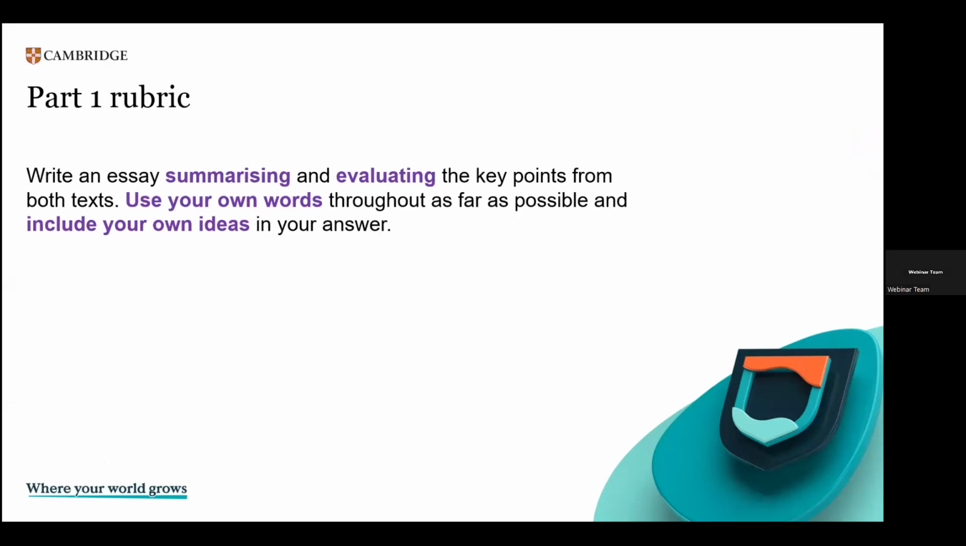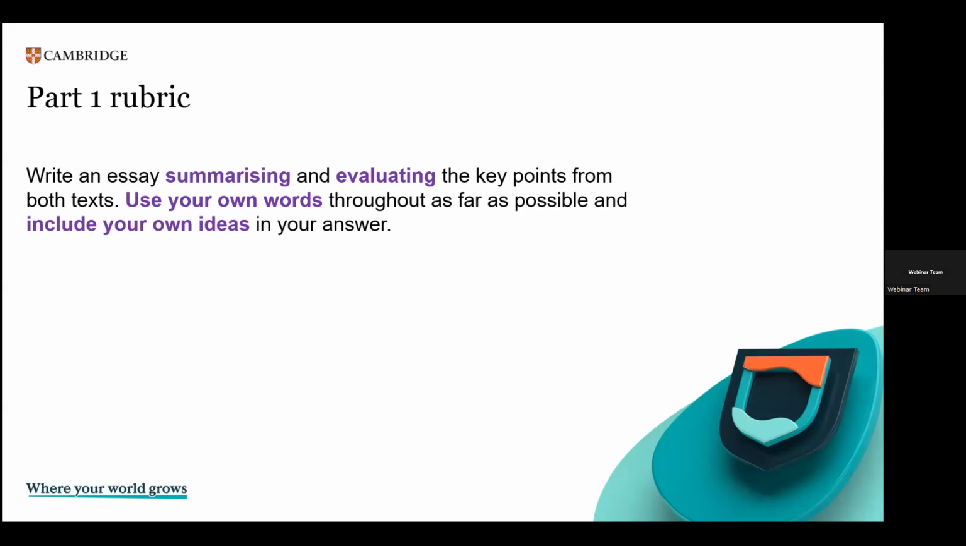This is the rubric, and it's always the same for part one. So it won't be a surprise to you. What will be a surprise are the texts and the topic. And the rubric is simply write an essay summarizing and evaluating the key points from both texts. Use your own words as far as possible, and include your own ideas in the answer. Okay, so the various things that you have to do here.